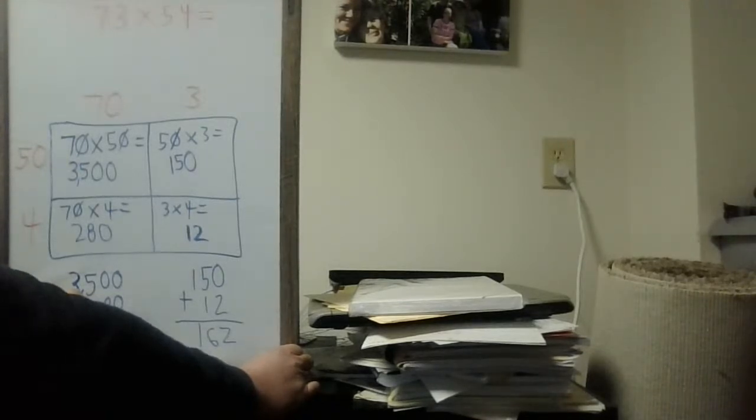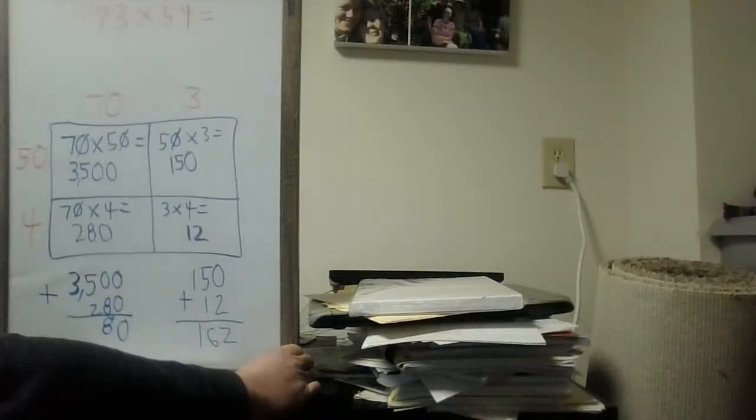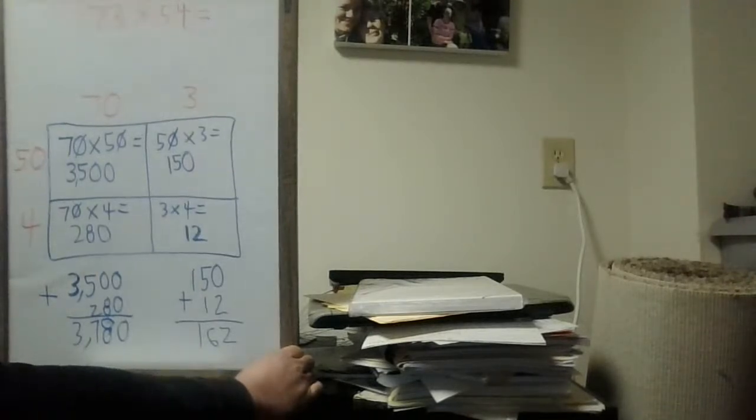We'll see. 0 plus 0 is 0. 0 plus 8 is 8. Let me line that up a little better. 5 plus 2 is 7. 3 plus 0 is 3, and our answer is 3,780.